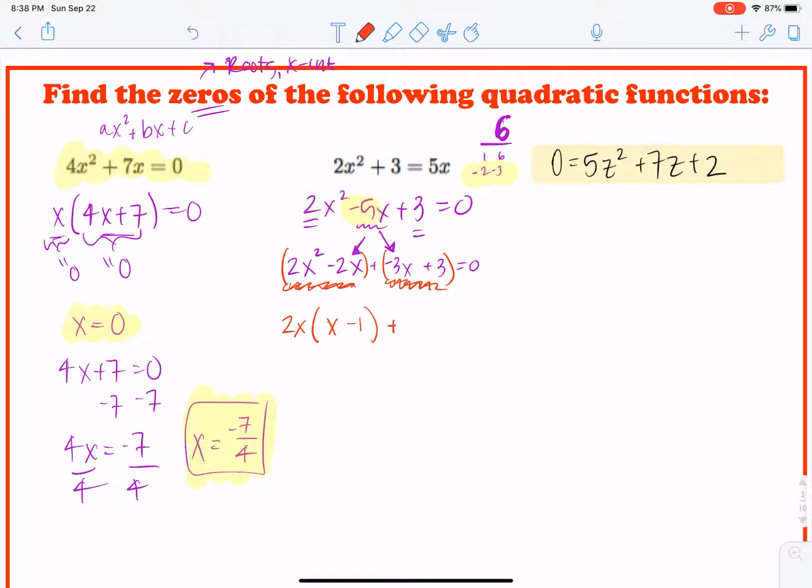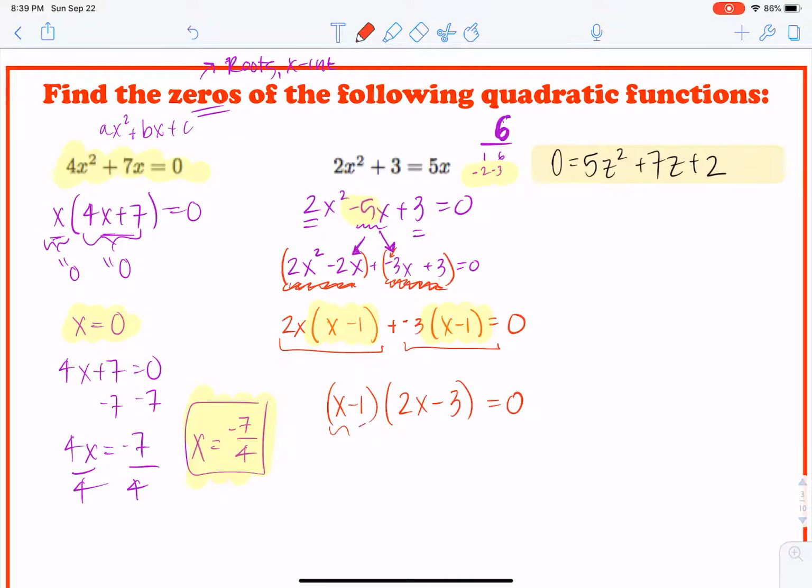And I can see this second set of parentheses up here, both of those share a 3, but because my first piece here is negative, I'm going to pull out a negative 3. So now I can see that both of these terms, on the grand scheme of things, have x minus 1 in common. So I'm going to pull out that x minus 1, and I'm left with 2x minus 3 is equal to 0. And now I've factored this quadratic.